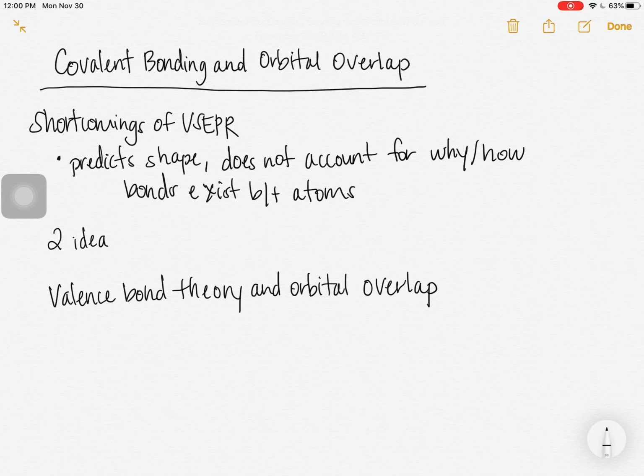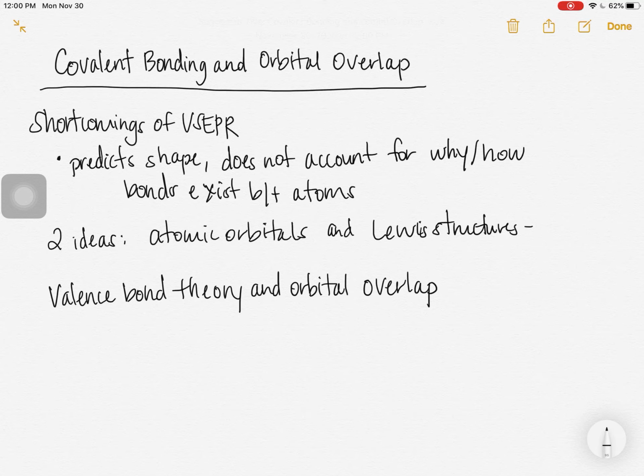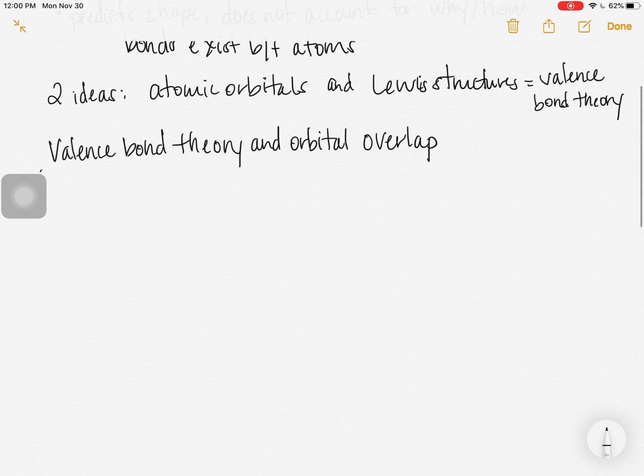Okay, so it's kind of the combination, I guess, of two big ideas. Atomic orbitals. So that's your s, your p, your d, your f, right? And Lewis structures. And those two ideas together give us a name called valence bond theory. And that's what we're discussing next.